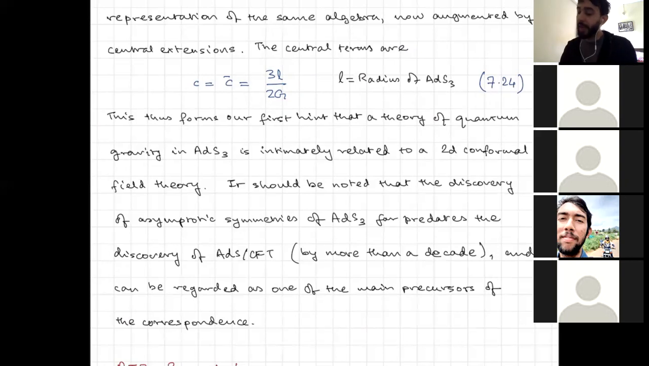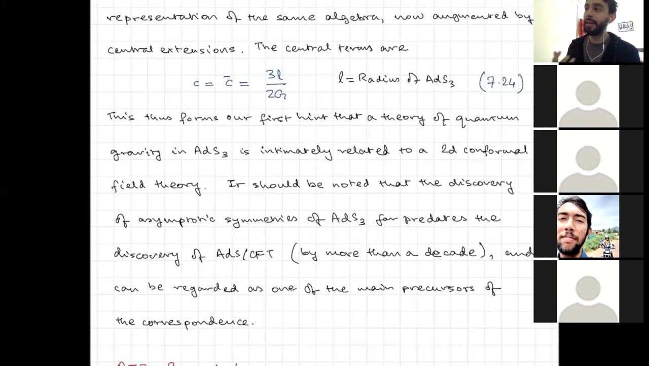As I've written here, it should be noted that this discovery of asymptotic symmetries of AdS3 far predates the discovery of AdS/CFT. It predates it by more than a decade, and it can be regarded as one of the principal precursors of the AdS/CFT correspondence. Okay, so this is how these infinite dimensional symmetries arise in three-dimensional AdS. It arises when you go near the boundary.